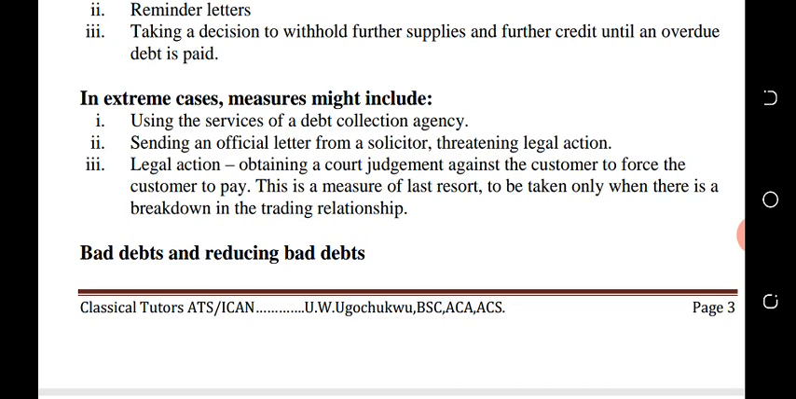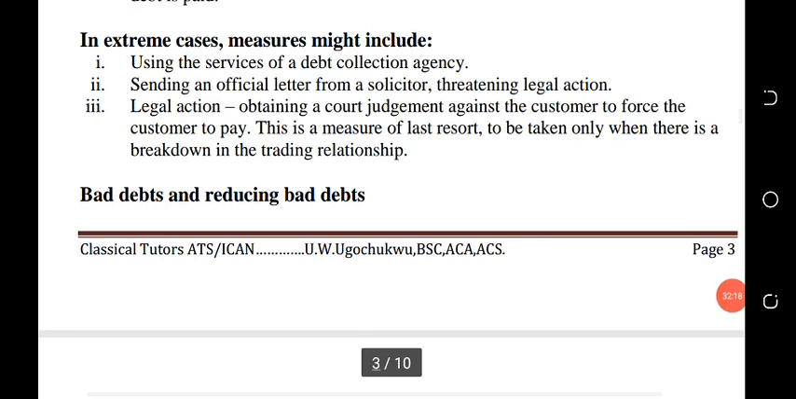The finance house pays you the money. Now the finance house will be in charge of the debtor. They will have to monitor the debtor by themselves using their own procedure. Always, these extreme cases have a negative implication on the company's goodwill. Two, sending an official letter from a solicitor threatening legal action.